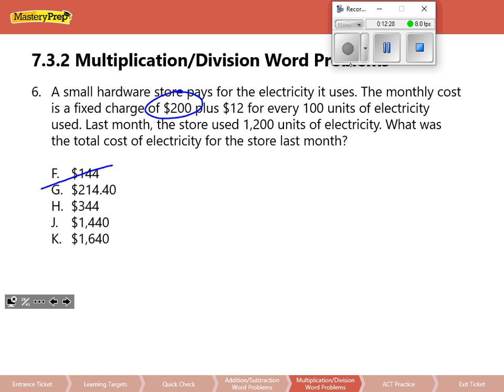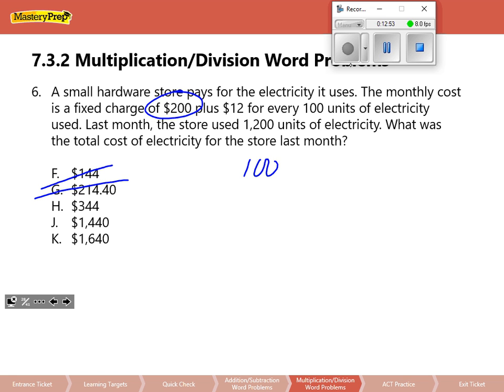So is 214.4 a possible answer choice? Well, no, because if we just used 100, it's $212, so $2 short of that. No, we have another 1,100 units that are used. So that's probably not going to be it. Now, there are several different ways we can go about doing this.